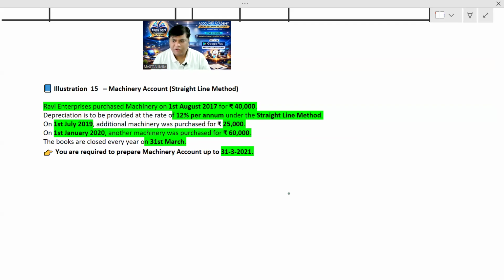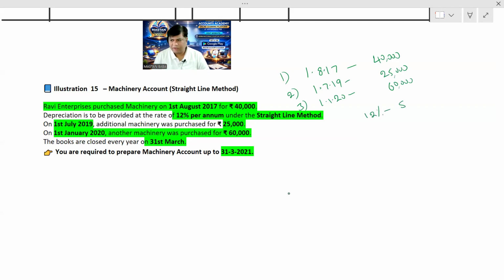Key points: the first machinery was purchased on 1st August 17 for 40,000. The second machinery was purchased on 1st July 2019 for 25,000. And the third machinery was purchased on 1/1/2020 for rupees 60,000. That is 40,000, 25,000, 60,000. Depreciation at 12% under the straight line method. They are asking to show the machinery account up to 31/3/21.